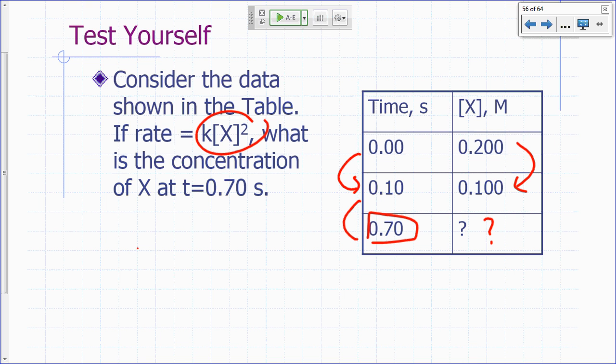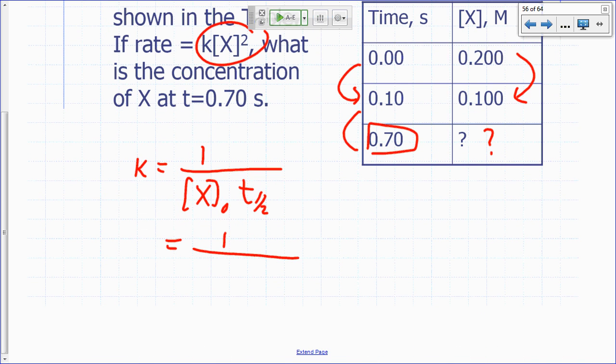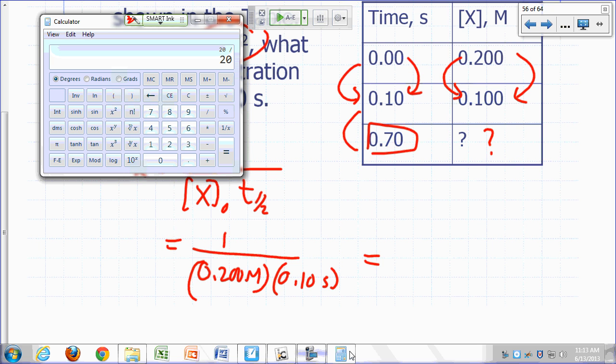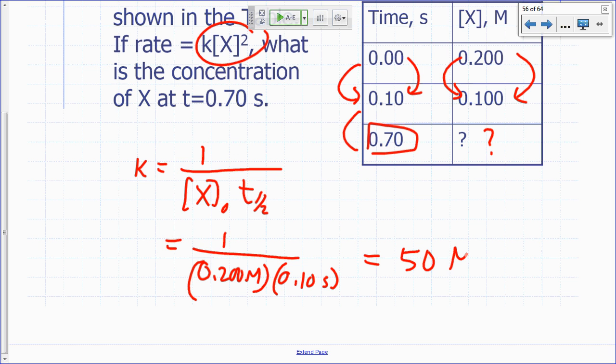Okay, so this is second order. What do we know? K is equal to 1 over starting concentration of X times the half-life, right? So what's our K? 1 over 0.200 moles per liter. What's our half-life? How long did it take to go from 0.2 to 0.1? A tenth of a second. So what's 1 over 0.02? 1 divided by 0.02, 50, okay? So this is 50 per molarity per second. 2 sig figs, all right?